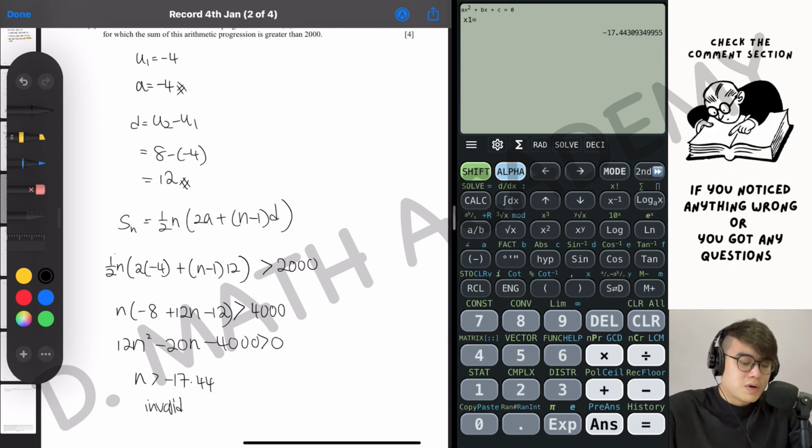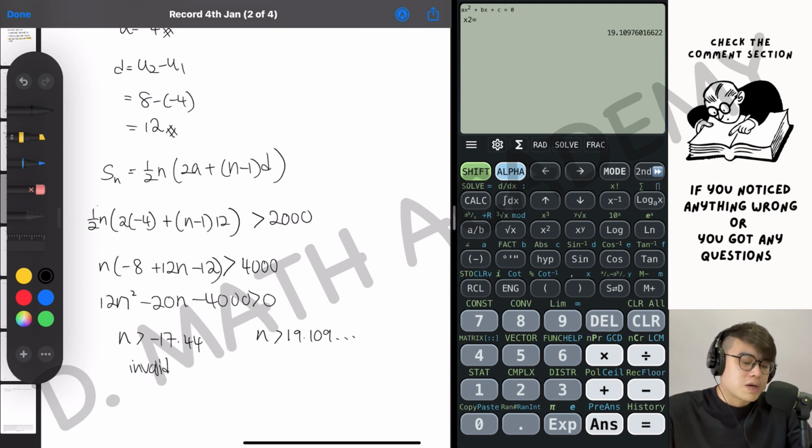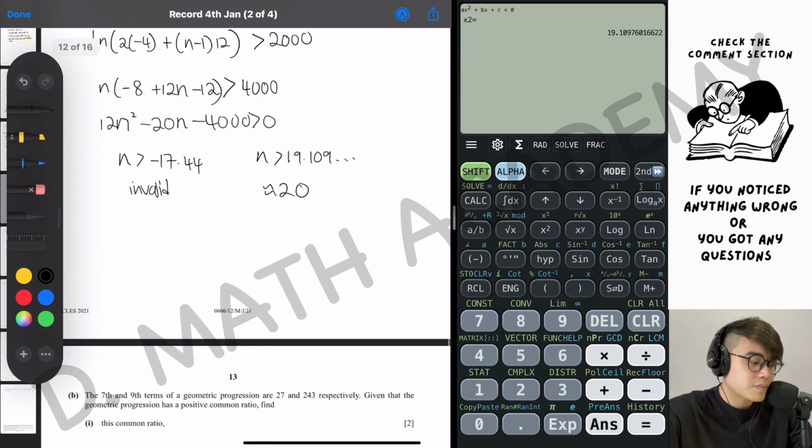As for the other one, they mentioned that it must be more than 19.109. So obviously, as long as it exceeded 19, then we must take the next one, which is 20 here. So n will be 20, so that it is smallest and greater than 2000. Okay, so this is how we get the results here.